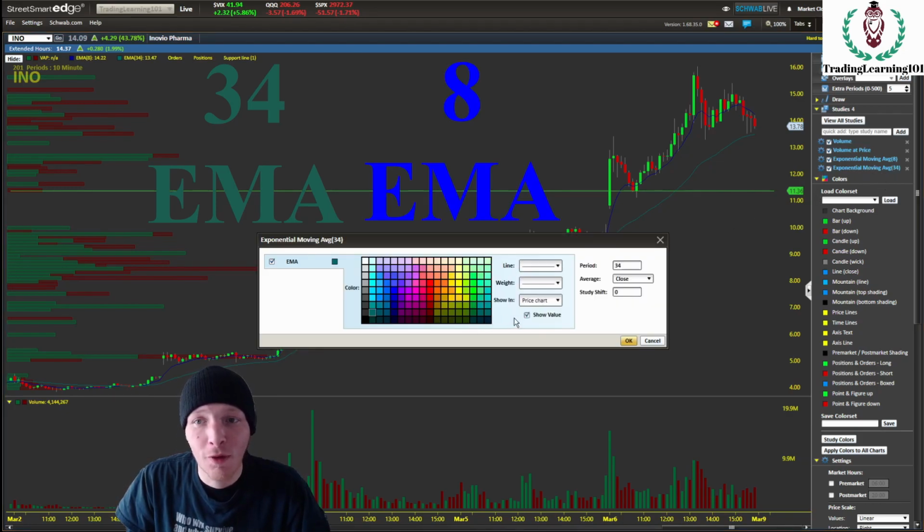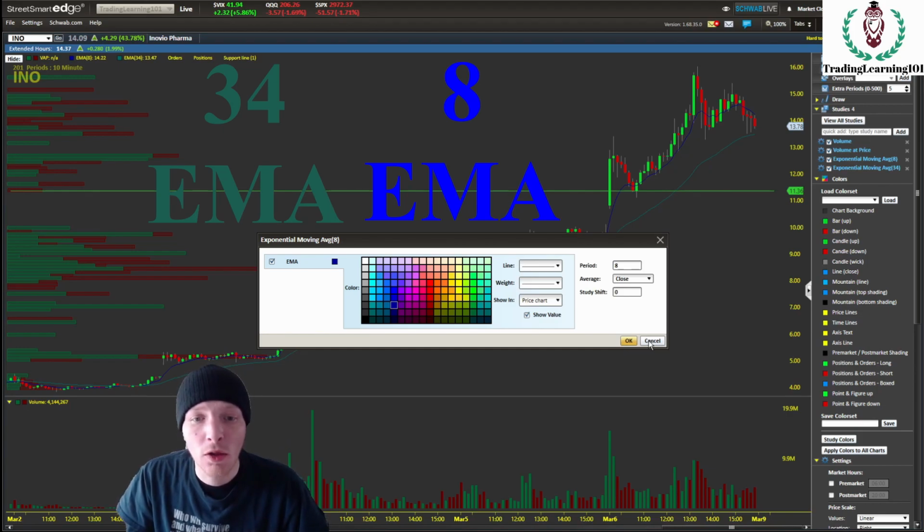I have the 34 EMA, this greenish blue color, and then I have the 8 EMA, a dark blue color. Now you want to plot these 2 moving averages on a bigger time frame. I'm a day trader, so really the biggest time frame that I'm going to use on intraday is the 10 or 15 minute chart. If you're a swing trader, you're going to want to be looking at a 15, 30 minute hourly chart. When plotting these 2 Fibonacci exponential moving averages, they work very, very well.